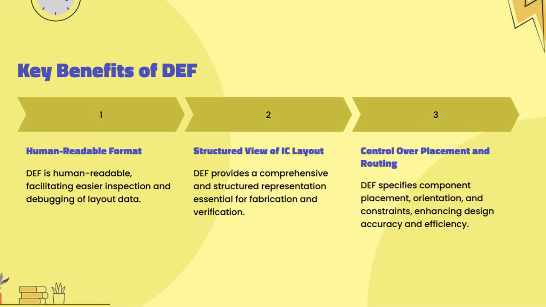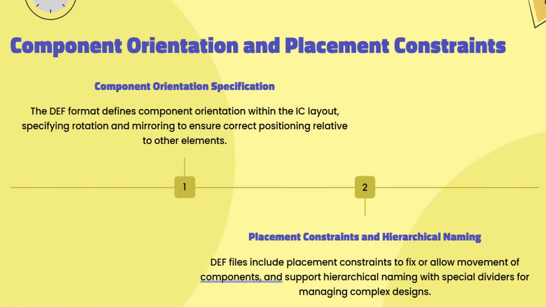Given these sophisticated controls, how does DEF handle manual versus automated adjustments? DEF files specify whether a component is fixed in place or can be moved by automated tools. This flexibility is vital. For instance, critical analog blocks might be locked down, while logic gates are optimized automatically for performance or area.